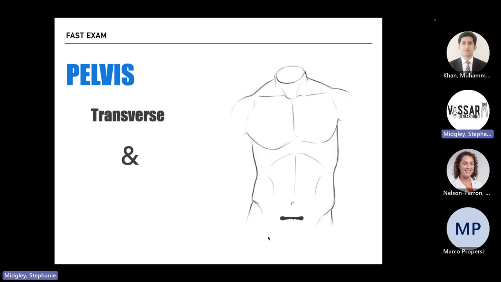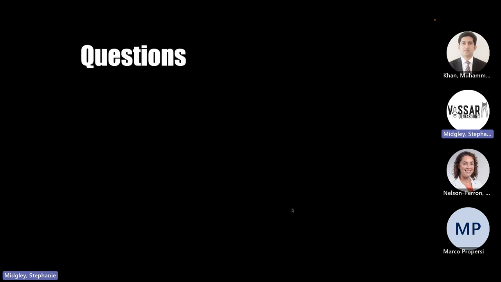Pelvis is kind of a throwaway view, honestly. It's probably the worst out of all the views for looking for free fluid. Your transverse I honestly do to find where my bladder is, because if people are a little twisted, maybe their bladders are off center a bit. So if you start in long axis, it's going to be very hard to find it. So start short, find your bladder, and then sagittal is your money shot. That's where you really want to look.